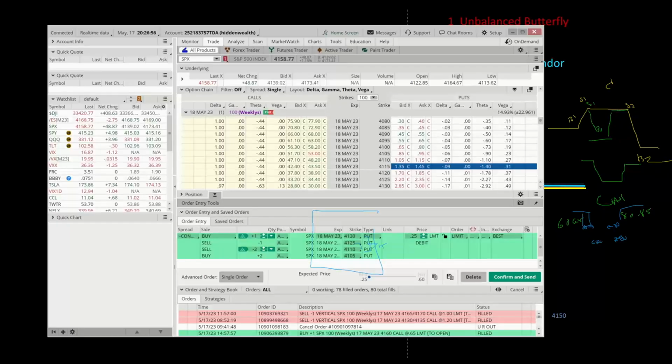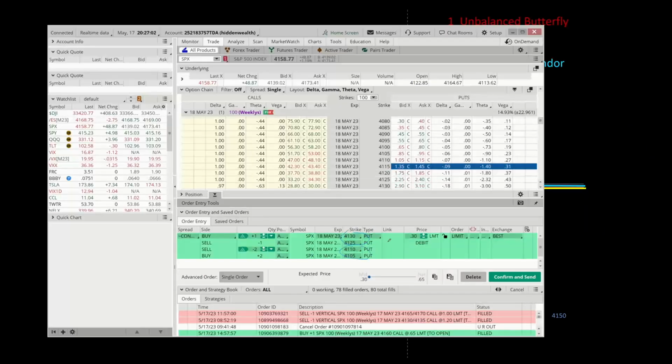Now, for those who don't know what I'm talking about, here's the one spread, here's the other spread. Let me get a darker pen. Okay, 30.25 and 10.15. What's the distance between the inside strikes? Here it's 15. On the unbalanced condor, I usually don't do anything less than 20. We know on the BWB, I won't do anything less than 15 by 20.